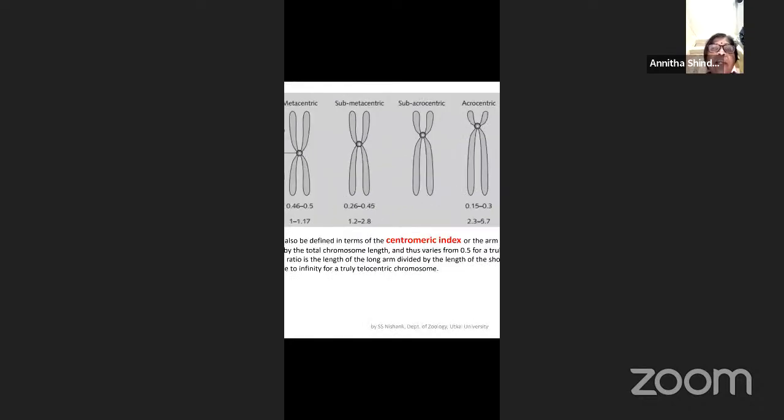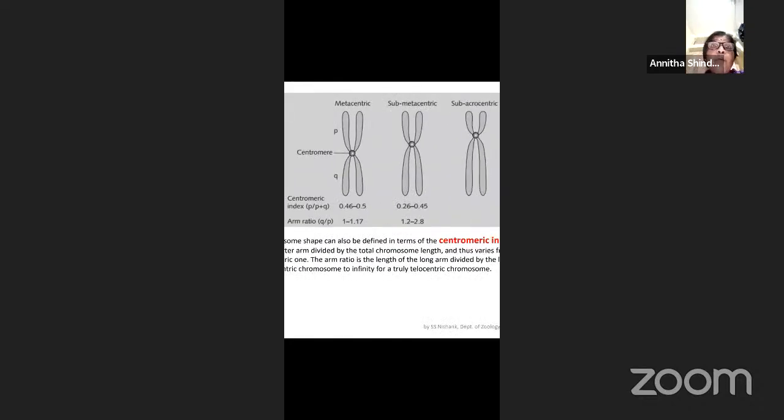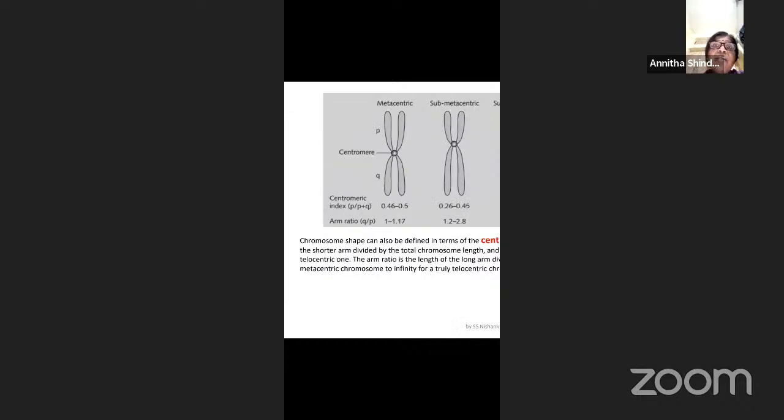Here you can see the different types of chromosomes being arranged. The structure of a chromosome has two arms. One is called the P arm and the other is called the Q arm. In the center, you have a centromere or the kinetochore. Based on the position of the centromere, chromosomes are classified into different types. We will come to that later.